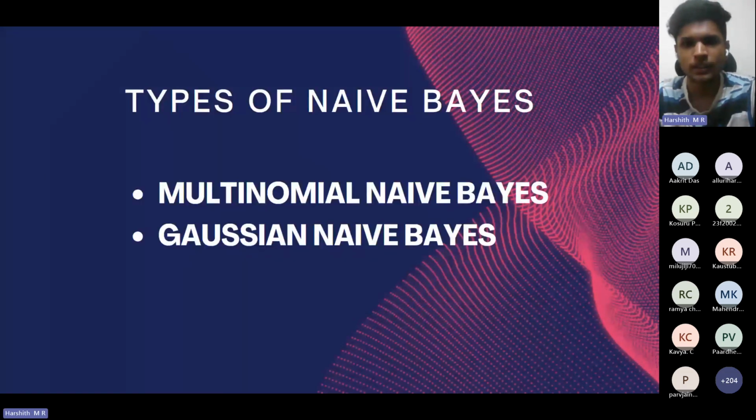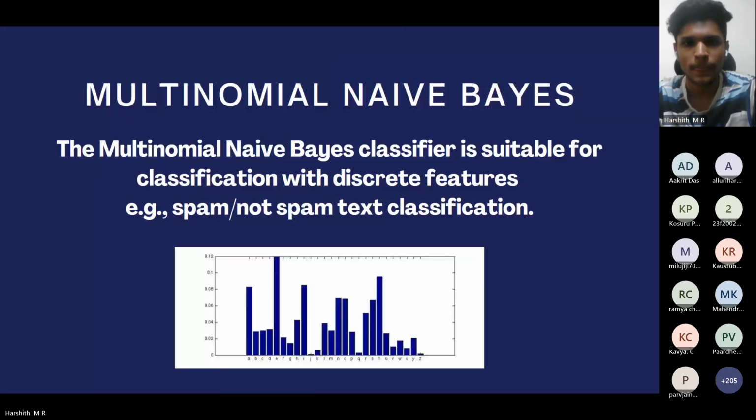Basically, there are two types of naive Bayes. One is multinomial and the other is Gaussian. I'll show each with an example, and I'll work out the probabilities and do the calculation so that you'll be able to understand it much better. So we'll start with multinomial naive Bayes first. Multinomial naive Bayes is used for classification when there are discrete features. We can use this algorithm to classify whether text is spam or not spam. We'll see it in depth in the next slide.